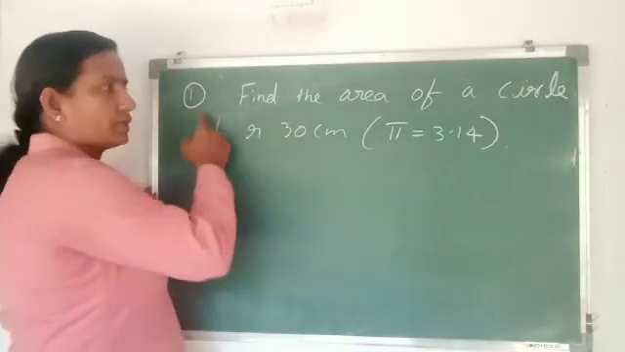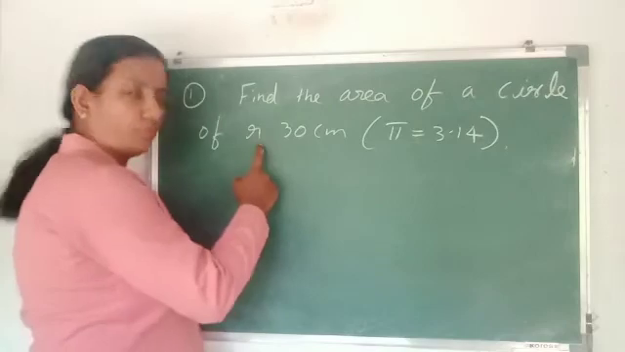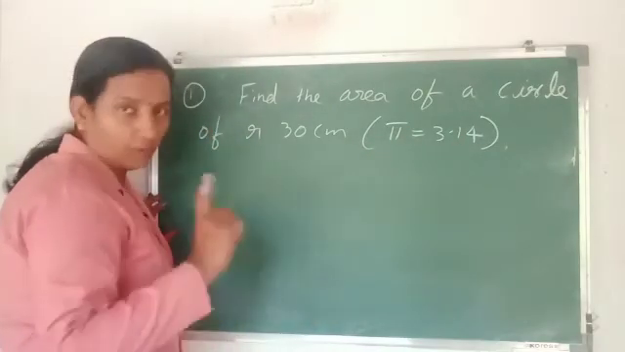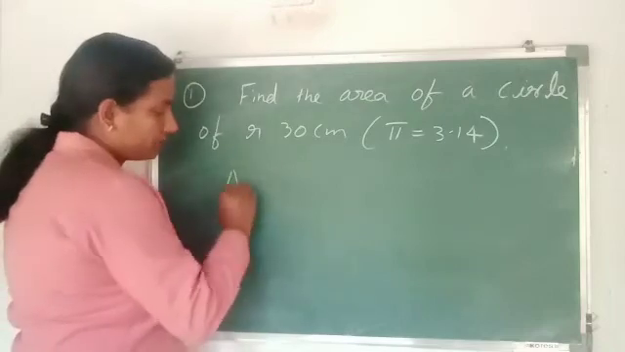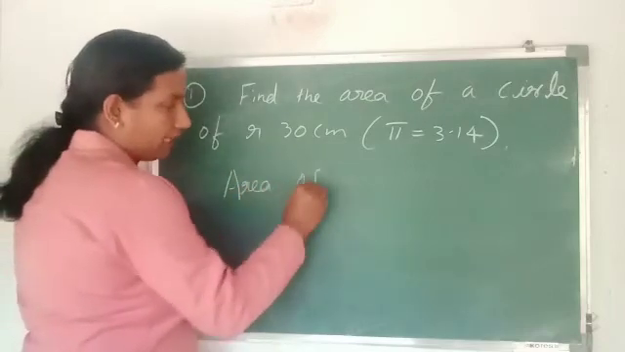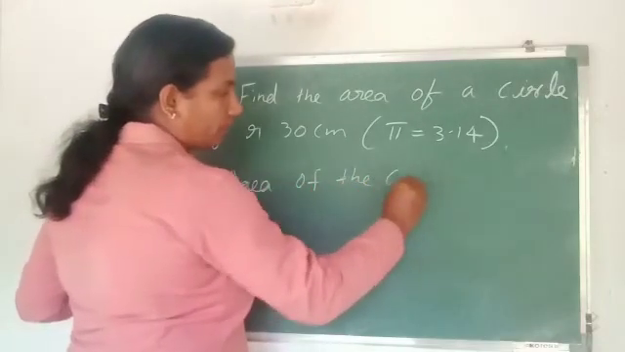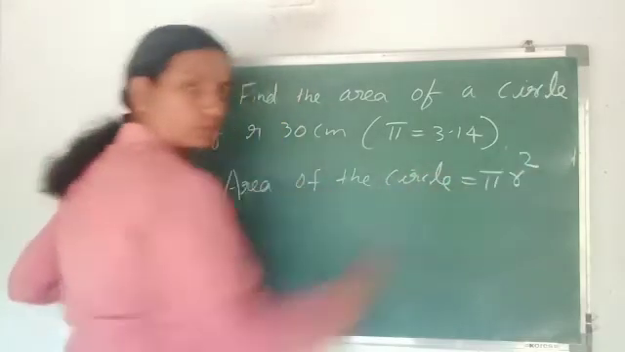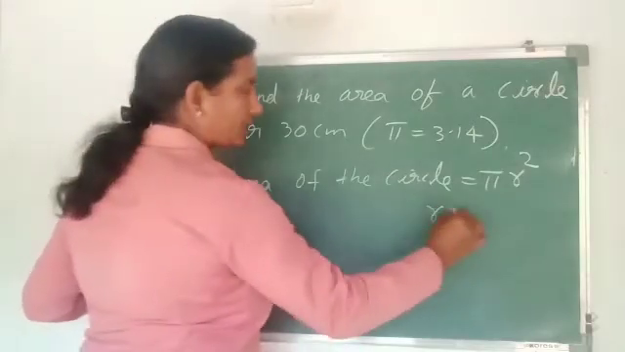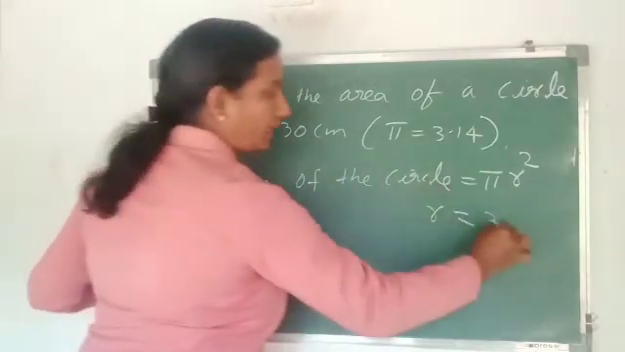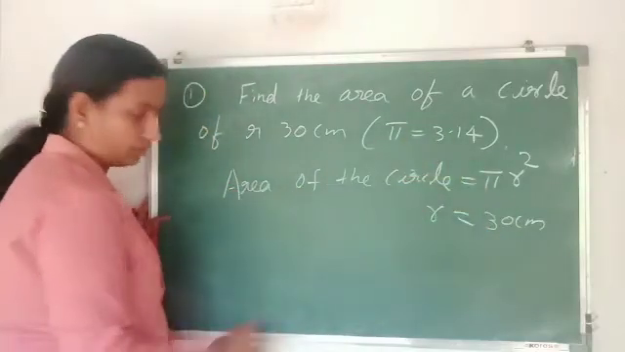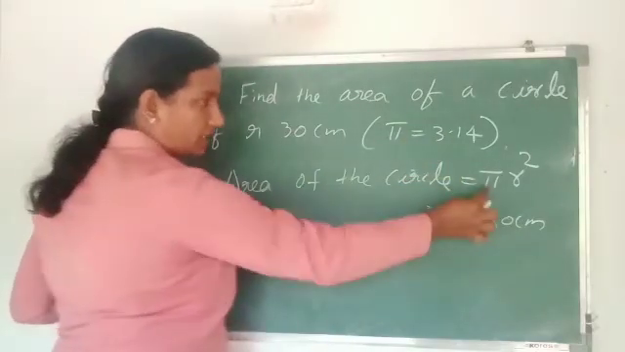Let us solve one question. Find the area of a circle of radius 30 centimeter. Use pi is equal to 3.14. Okay. What is the area of the circle? Area of the circle is equal to pi r square. What is r? It is given, it is 30 centimeter. Pi is equal to 3.14. Therefore, area is equal to, just substitute the value.